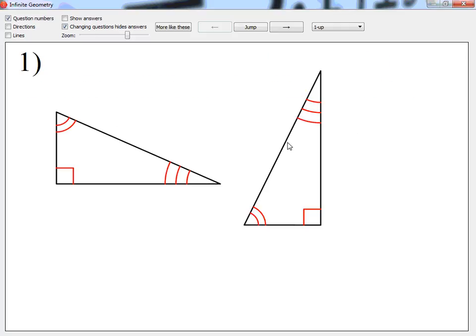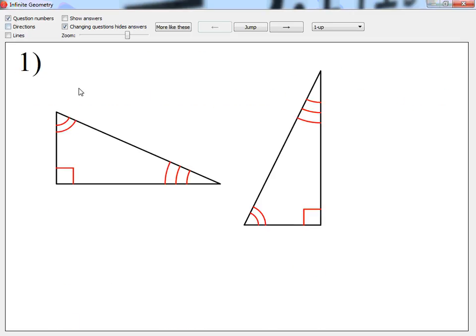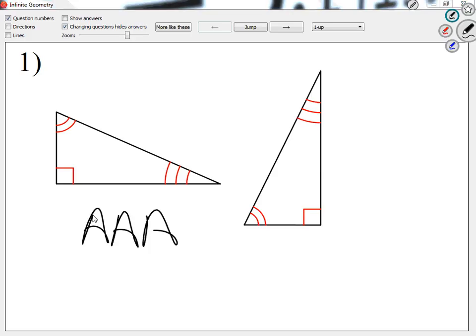All right, let's take a look at today's work. Looking at the first one, the directions are like last week. Say whether the two triangles are congruent. If they are, state how you know. I see three angles on the triangles, right? So we have three angles. The three markings that we have are three angles. Is that a rule? No. So we're going to call this not congruent.